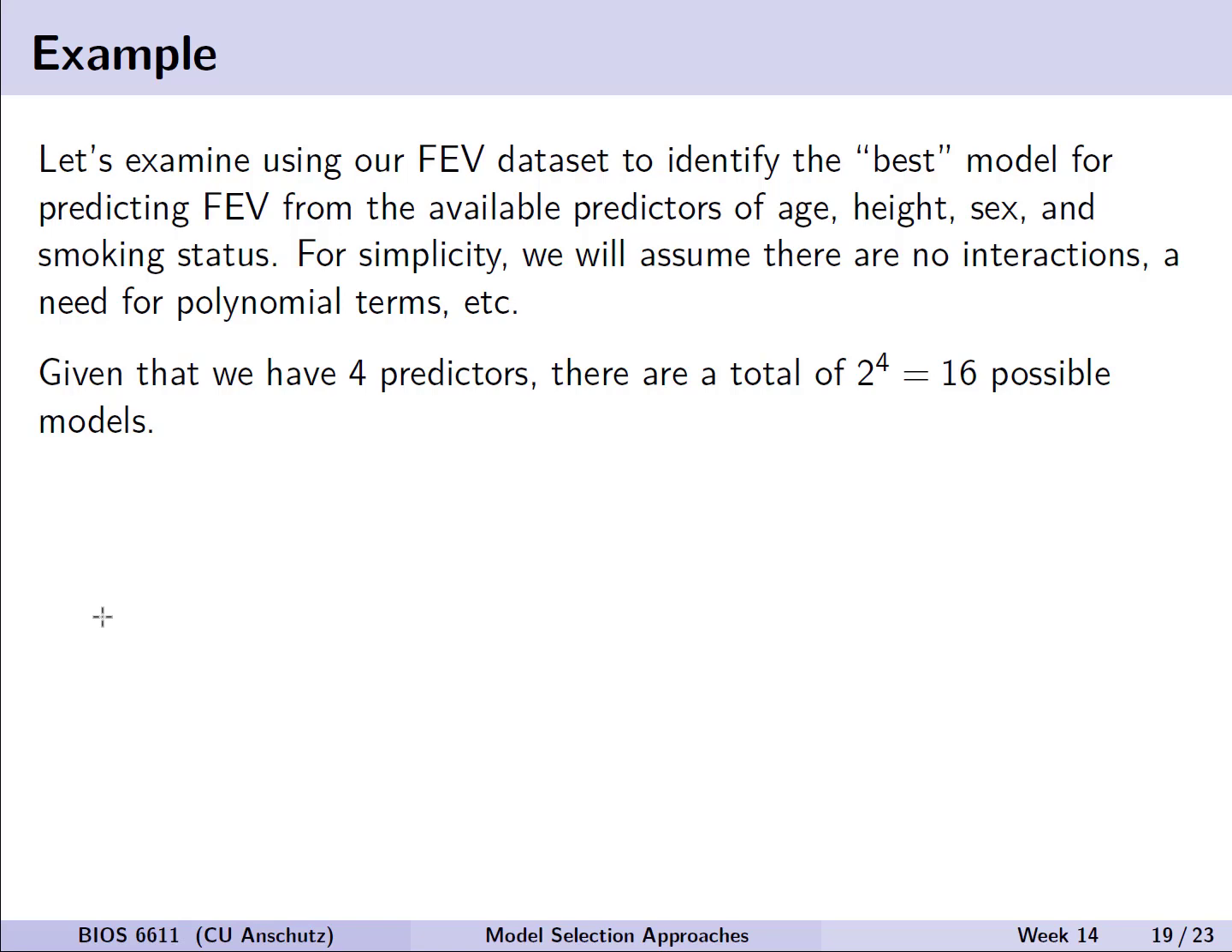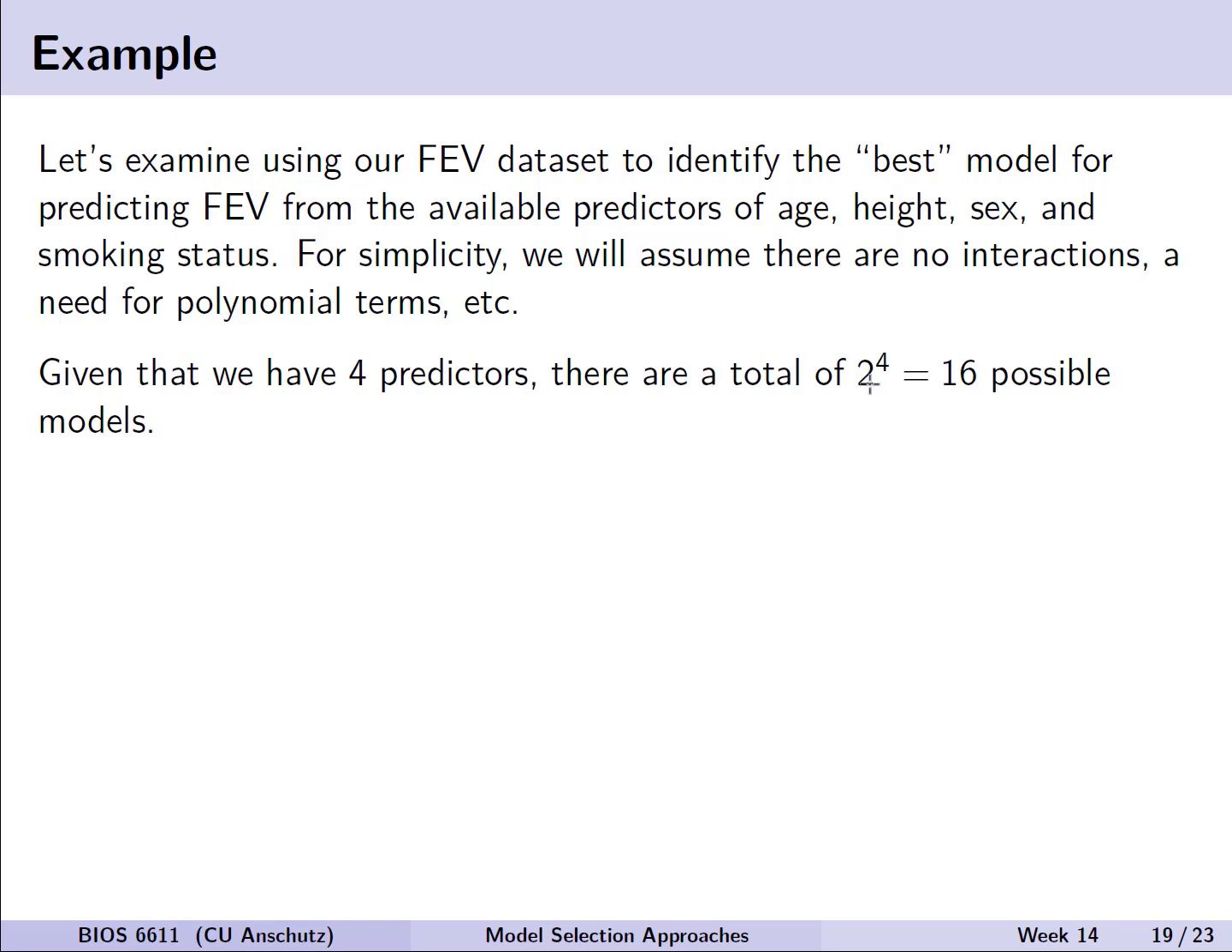So let's look at an example that we're familiar with, the FEV dataset, to identify the best model here. We only have a handful of predictors at our disposal: age, height, sex, and smoking status. For simplicity in our problem, we will assume there are no interactions to be concerned with, no need for polynomials, or anything else like that. Just a simple model with these 4 terms.